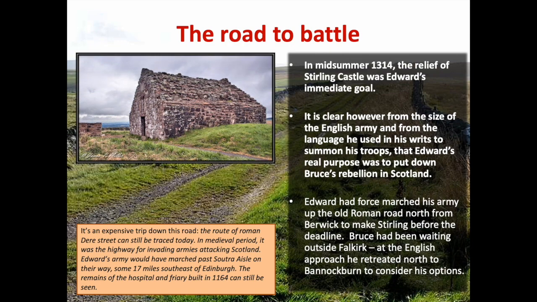So Edward had force marched his army up the old Roman road north from Berwick to make Stirling before the deadline. Bruce had been waiting outside Falkirk. At the English approach, he retreated north to Bannockburn to consider his options. Now, Bruce is on dangerous ground here. He is literally following in the footsteps of Wallace in 1298 at the Battle of Falkirk. Wallace also had waited before the English approach just outside of Falkirk and considered his options, and he made his stand there. Bruce is not going to fall into the same trap, however.